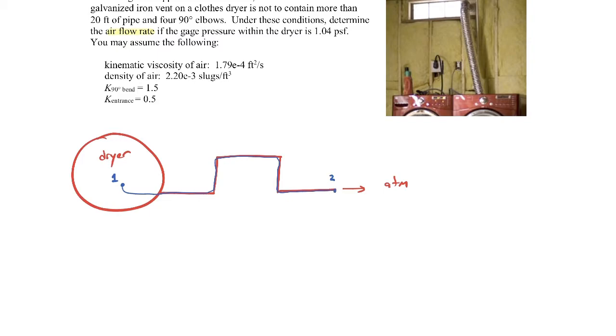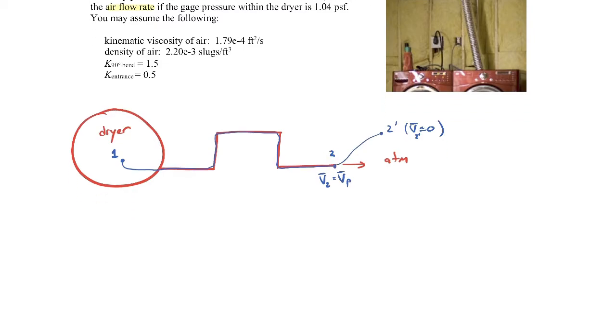I could have put point 2 prime out here where the velocity is basically 0. Again, the average velocity at point 2 here is still the velocity in the pipe, so there's no loss coefficient. But out here at 2 prime, the velocity is 0, so getting to 2 prime would involve an exit loss. You can work it either way. You'll get the same result. But for me, I'm going to just choose my point 2 there. So let's go ahead and write out the extended Bernoulli equation, and then we'll simplify it based on the information that we know.